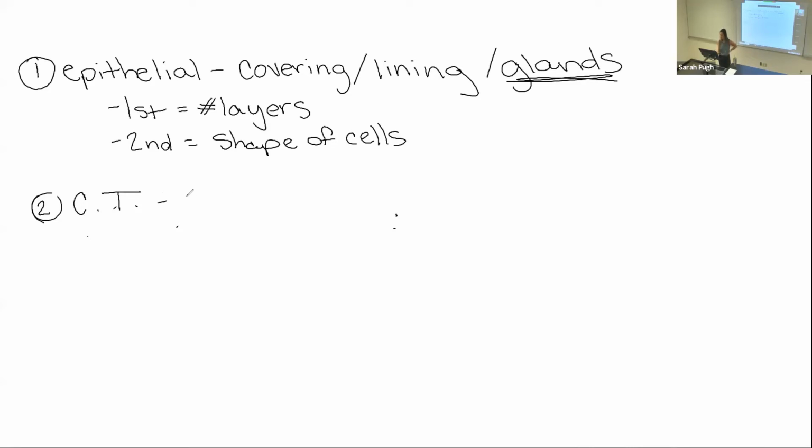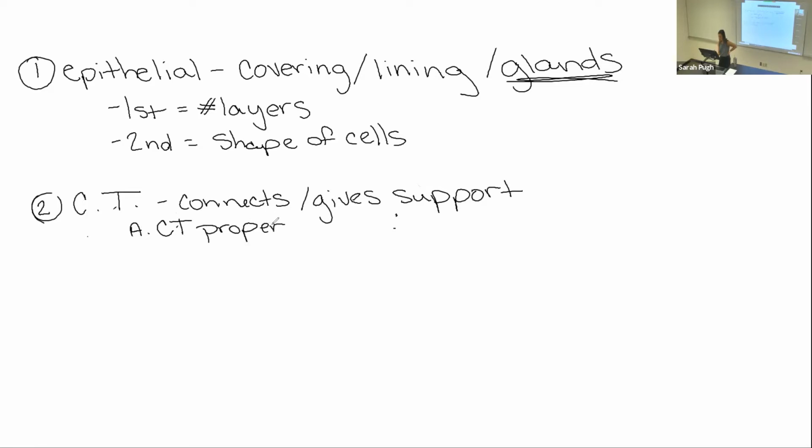And remember, connective tissue connects and it gives support. And our main types of connective tissues are connective tissue proper, these are things like tendons and ligaments, cartilage, bone, and blood.